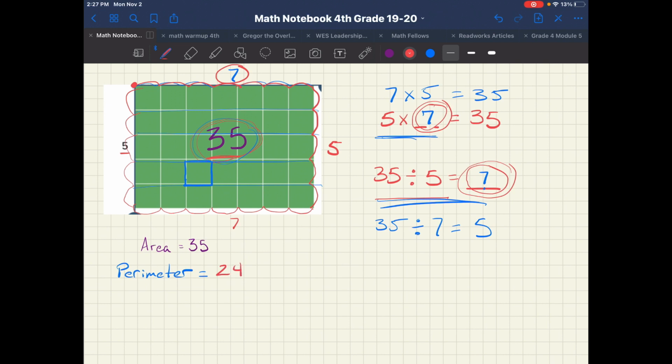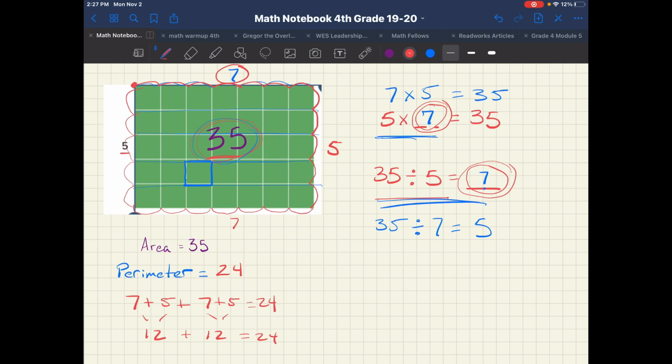Now, if I don't have a grid to count, I can also just add up all the sides, right? Because if we started there on the top, we went 7, then we counted 5 more. We said that added up to 12. And then we did another 7 on the bottom plus 5 on the other side. That's another 12. Altogether, that makes 24. So we can add up all the sides and also find the perimeter. That's what perimeter is. It's the distance all the way around the outside edge. Add the sides to get the perimeter.